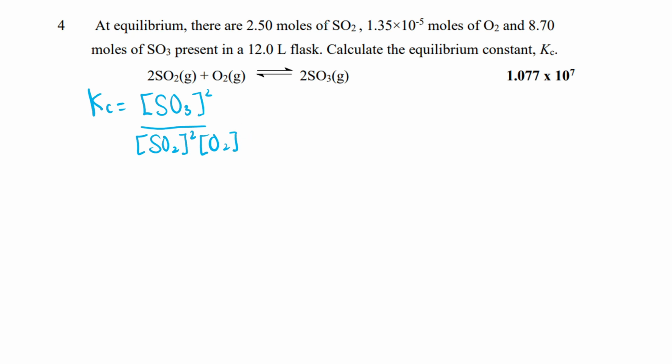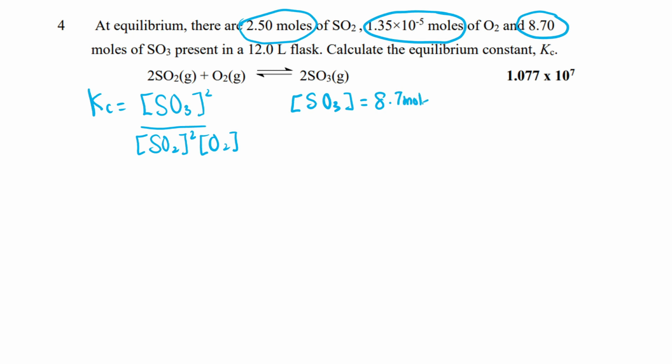Alright, so dekat sini dalam question dia bagi kita mole. So this one is mole, yang ini mole, this one also mole. Sedangkan bila kita nak buat concentration, kita kena convert mole pergi concentration. Jadi first of all, concentration of SO3, kita tukar pergi mole. So kita ada 8.7 mole over 12 liter. Okay, right, so we got 0.725 molar.